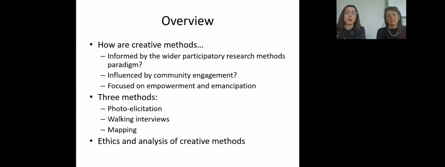We'll be focusing on 3 research methods: photo elicitation, walking interviews, which are also called go-alongs in the literature, and mapping. We will finish off the session talking about ethics and analysis in creative methods, and as I've said previously, we'll also be providing opportunities for you all to ask questions and for us to either answer them fully or maybe direct you to other places where you can get information. Okay, and hopefully this sounds like a nice 2-hour session, because we've had a lot of fun designing it.